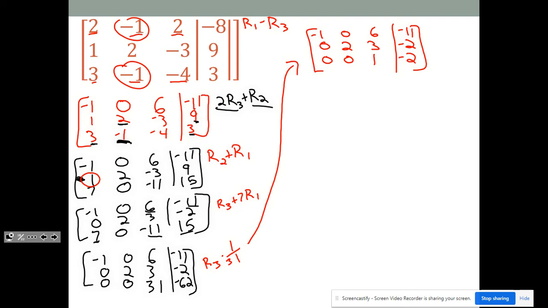Okay, so now I'm real close. I need to get this last column, I need zeros there and there.